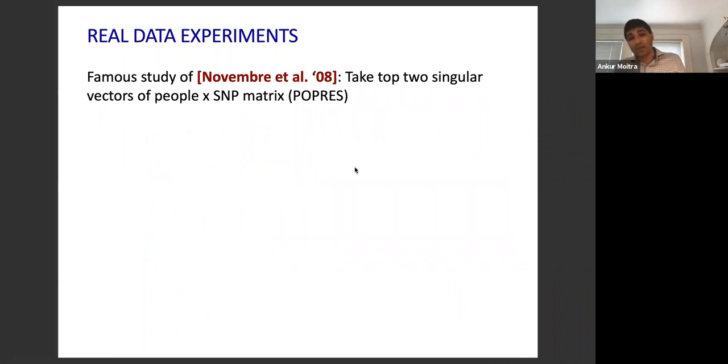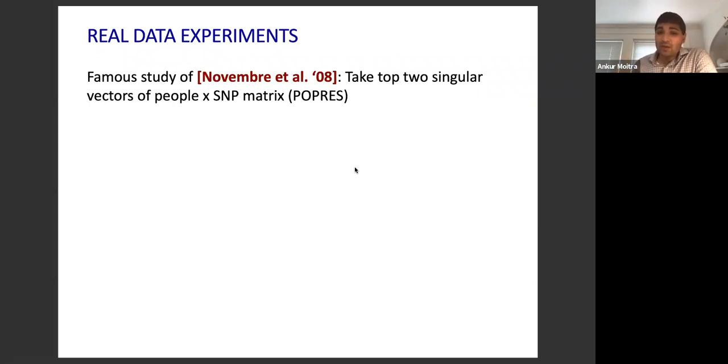So let me tell you about a cool experiment that comes from biology. So there's this famous work of Novembre et al. What they did was they took a genetics experiment, the Popres project at the NIH, which is an experiment where you have a whole bunch of people who you fully sequenced. So you know their genes down to the SNPs, right? And what you do is you form a giant matrix, which is people by SNPs. So each column is a person and it's their full genetic information.